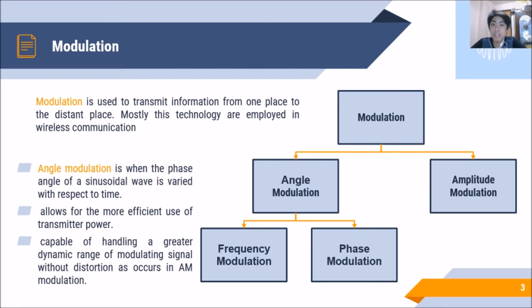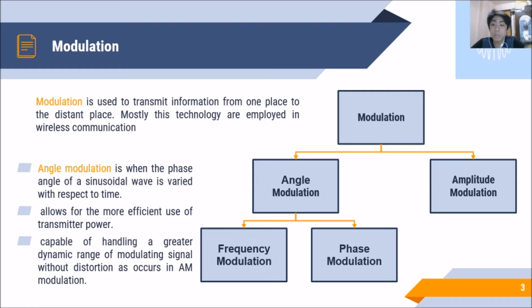Let us discuss what angular modulation is. First, modulation is used to transmit information from one place to distant places. Mostly, this technology is employed in wireless communication. Modulation can be divided into angle modulation and amplitude modulation.